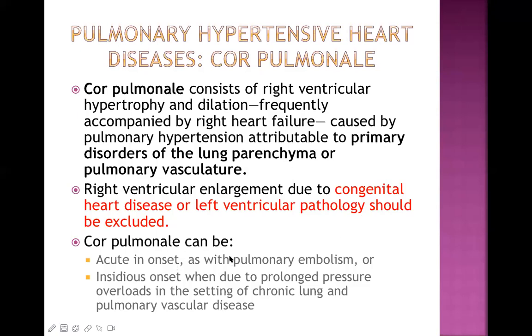Now, cor pulmonale can be acute in onset, as with pulmonary embolism, or insidious in onset when due to prolonged pressure overload in the setting of chronic lung and pulmonary vascular diseases. So acute cor pulmonale is caused by pulmonary thromboembolism. A very important condition, it may cause sudden death in the patient. And the chronic type of cor pulmonale occurs in diseases like COPD. COPD is the perfect example here. Bronchiectasis, cystic fibrosis, these are the important conditions.